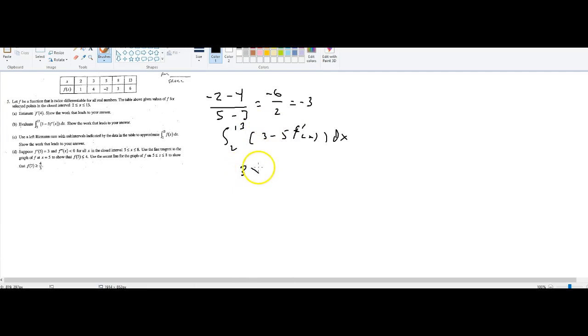This thing over here becomes 3x from 2 to 13, right? Minus 5 integral. I'm going to pull the 5 out because it's just multiplied, so I'm allowed to do that. F prime of x from 2 to 13. In other words, what does the function do from 2 to 13? Well, from 2 to 13, the function goes from 1 to 6, right? This simply becomes 3x squared. Oh, I already did the 3x.